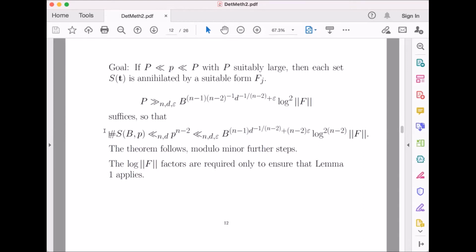Sorry, that bit there should say the number of auxiliary curves required rather than the cardinality of S_t,P. So this is the bound for K that you saw in the theorem, modulo some minor further steps. And these log factors here involving F, they're only required to ensure that lemma 1 applies. We needed P to be at least of order log squared F in that lemma.